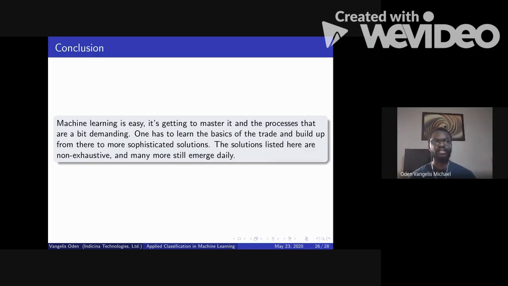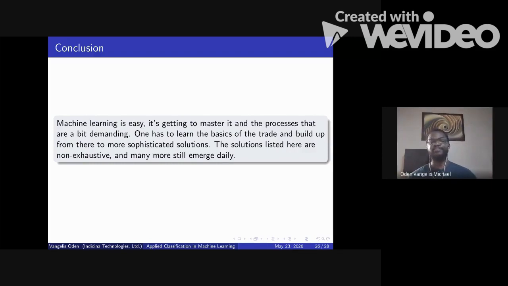If you understand the basics of linear algebra, calculus, programming, and data structures, you would most likely be able to build on that. Once any new solution comes out, you're able to understand what it does and relate to what it does, and also think up your own solutions such that you can solve problems in that area or using that particular method. So the solutions listed here are non-exhaustive, and many more still emerge daily.